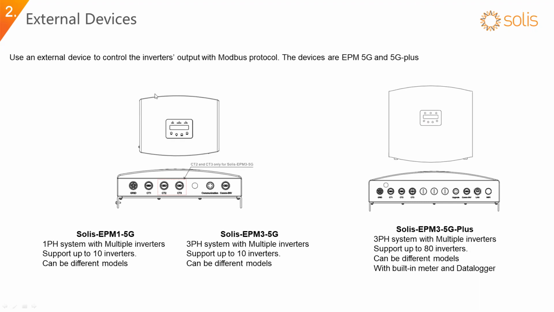Single phase system with multiple single phase inverters. It will support up to 10 inverters, and you can connect different models. So it can be either one 3K, one 4K, one 5K. It doesn't matter. You can connect a maximum of 10 inverters. And as for the EPM 35G, it's designed for the three-phase system and also 10 inverters, and it can also be different models. And as for the EPM 35G plus, it's designed for the three-phase system with multiple inverters, and it can support more.